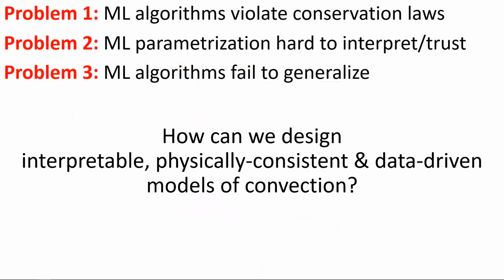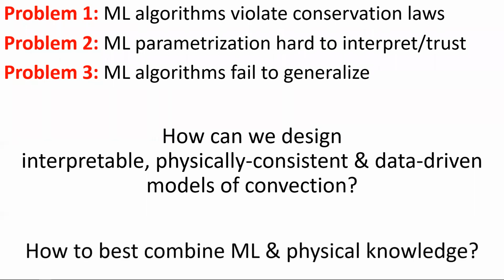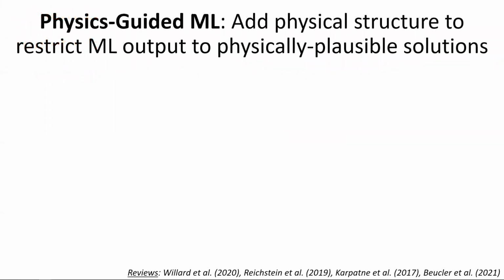And so these 3 problems motivate the question I want to tackle today: how can we design data-driven models of convection that are still interpretable and physically consistent, which is related to the more general question of how do you best combine machine learning for accuracy and physical knowledge, in this case for interpretability and reliability. This question now motivates a whole field, because things are evolving so fast. It's now an entire subfield called physics-guided machine learning, which aims to restrict the output of machine learning or a statistical model so that they only yield physically plausible solutions.